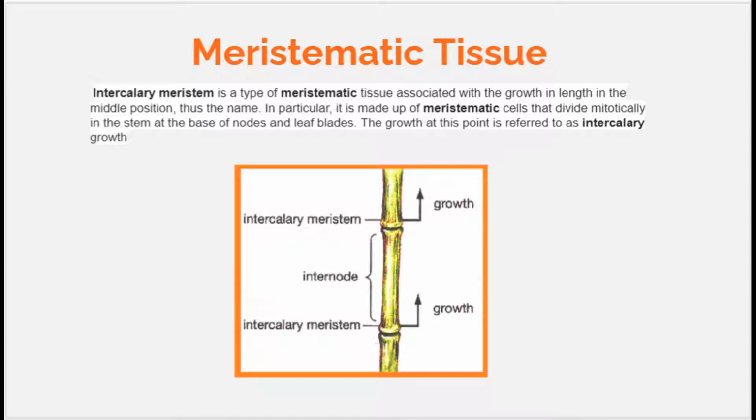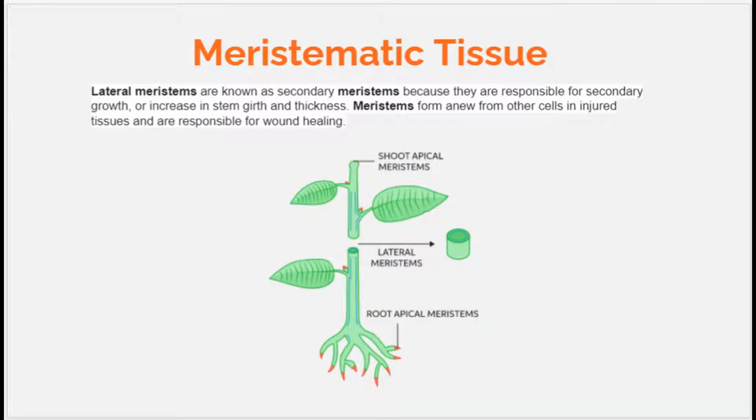Then the function. What is the function of it? The function of the intercalary meristem is to increase the length of the leaf, or the length of a particular stem or branch. This is the exact function of the intercalary meristem. And the final one is the lateral meristem. It is the type of meristem which is also known as secondary meristem.